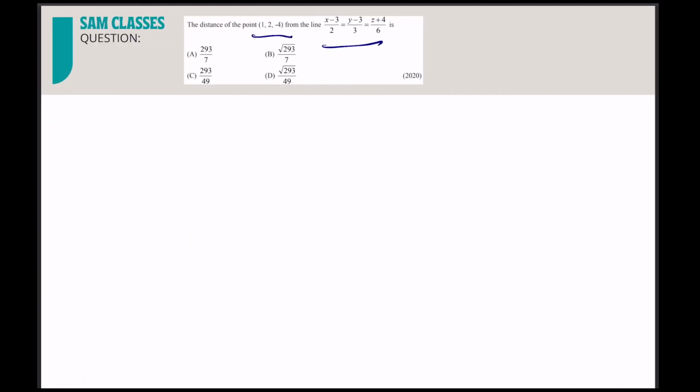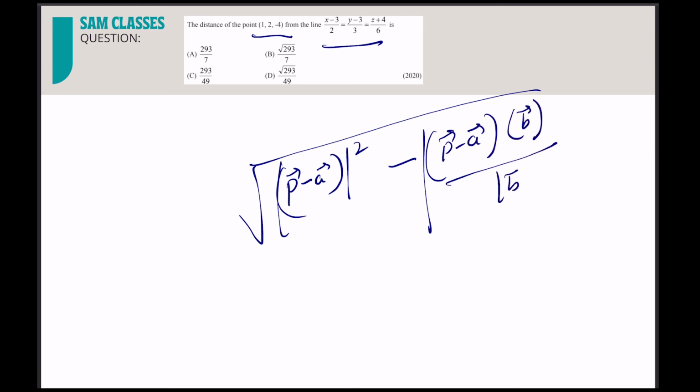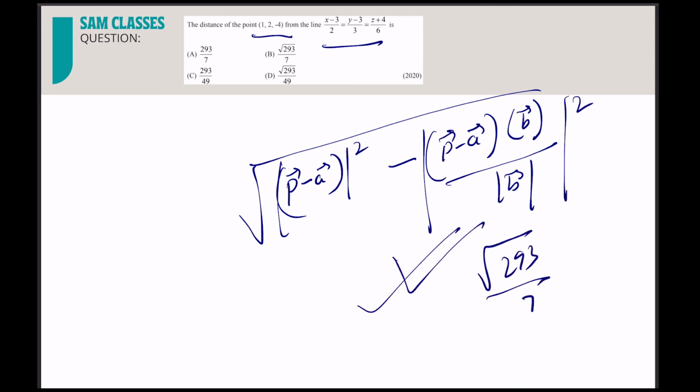Distance of a point from a line. Directly I gave you the formula. I'm not doing this one again. This one is your homework. Do it. If you have any doubt, okay, do tell me. If not, balle balle then. So I think a lot of these questions keep repeating every year. So if you can understand, if you can solve it directly, I think you'll get root under 293 by 7. Okay, solve it. I'm giving you the answer. Also solve it, you'll get the answer.